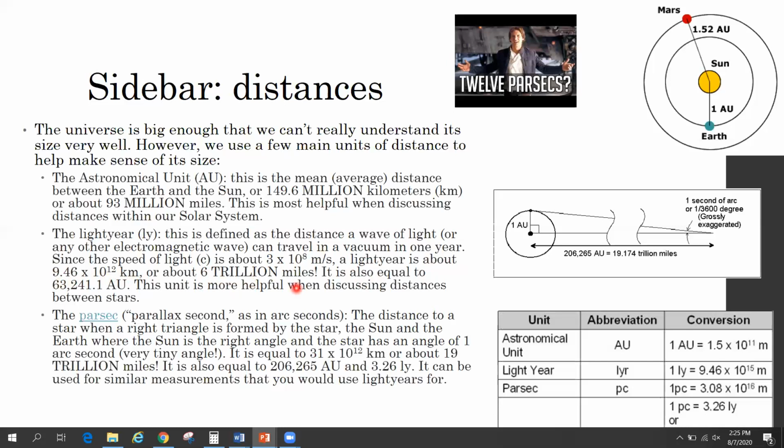If we equate this to AUs, which we said were a smaller unit than light years, it's equal to about 63,241.1 AUs. Again, like I said, this is a more useful unit when talking about distances between stars. That being said, we have sort of an alternative to the light year. We have the parsec.